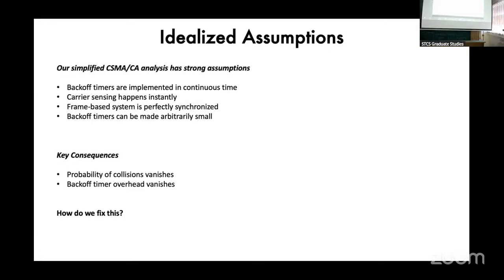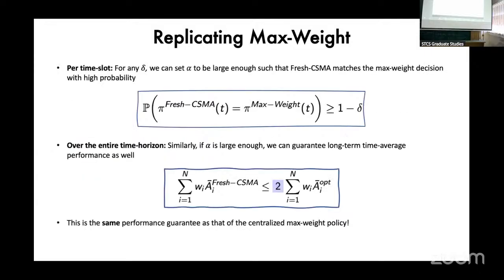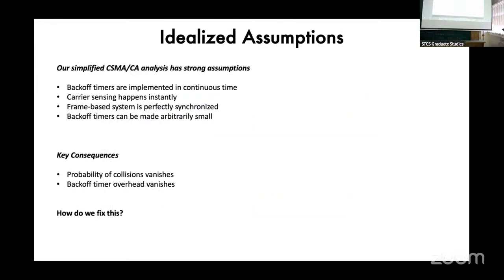And by backup timer overhead, I mean, if you go back to this figure, while all these timers are running, this yellow part is when the channel is just empty. No one is using it, right? And that is an overhead. You are not using the system capacity. But if you make these backup timers all arbitrarily small, then you can shrink this period to be arbitrarily small and there will be no overhead. All of these are not actually practical. You work with discrete time and you work with finite precision and reliability for these systems. So how do we fix this?